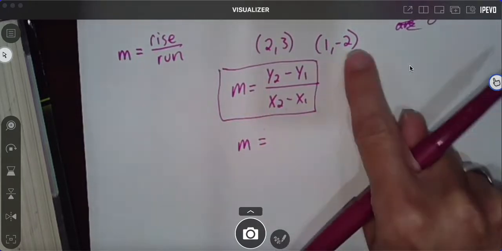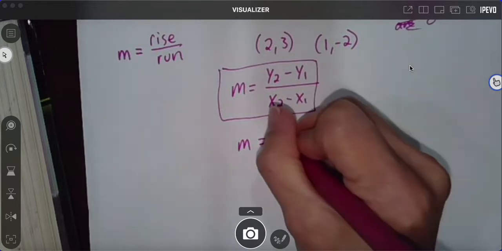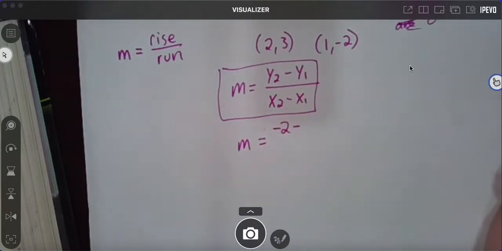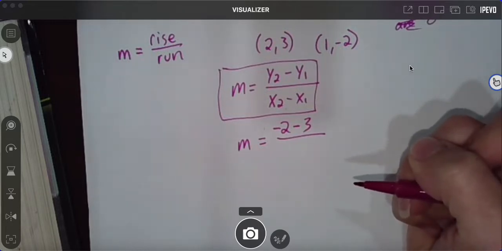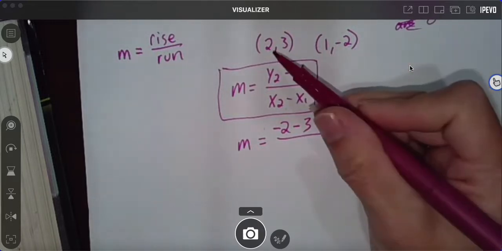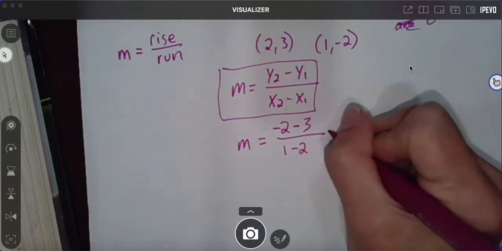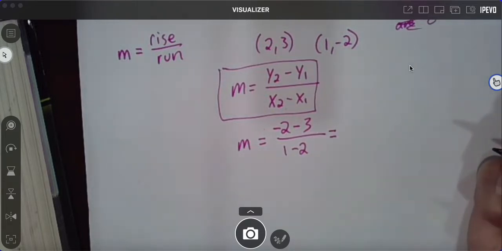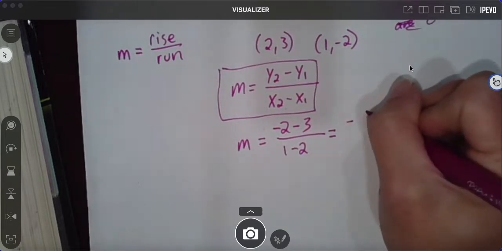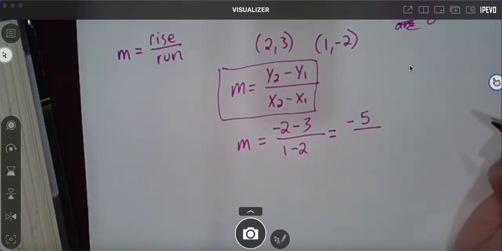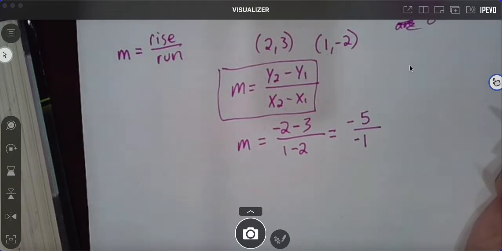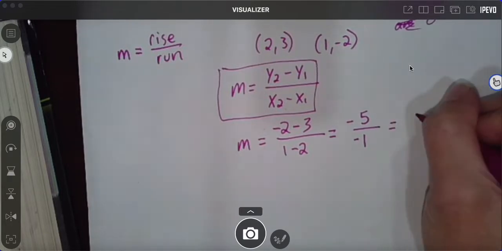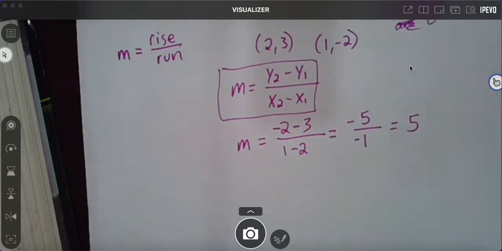So instead of y, let me just write this -2. What's my other y value? 3. Okay, then what are my x values? I have to go in the same order. 1 minus 2. And then I would just subtract them. What's -2 minus 3? -5. And 1 minus 2? -1. What does that simplify to? A +5. So my slope is +5, or you could think of it as 5 over 1.